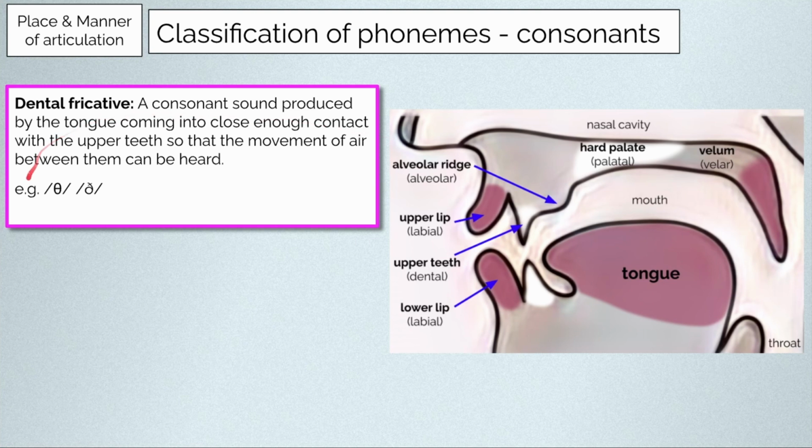Dental fricative, th. Dental, meaning teeth and tongue, and only the upper teeth. That's why lower teeth is not labeled here. So the tongue makes close enough contact with the upper teeth so that it causes friction.